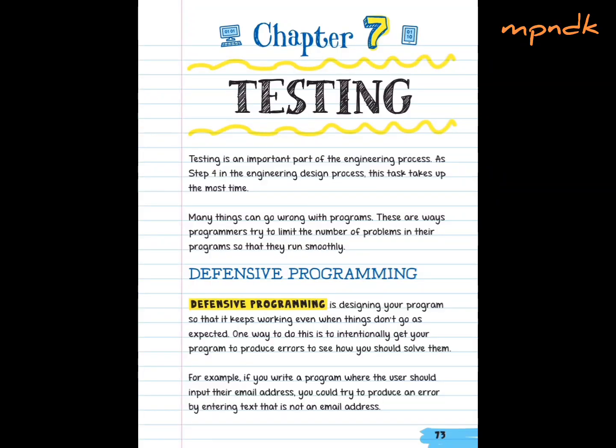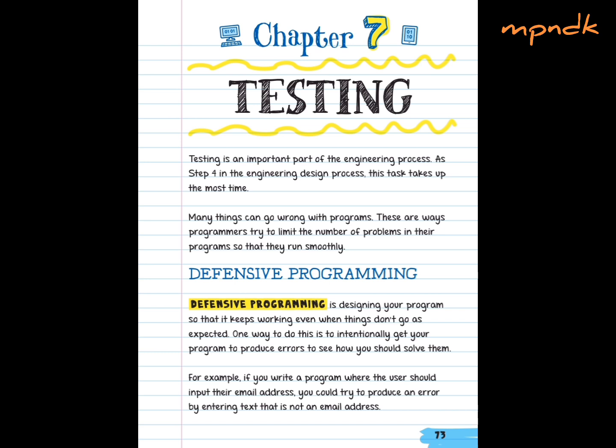Chapter 7. Testing. Testing is an important part of the engineering process. As step 4 in the engineering design process, this test takes up the most time. Many things can go wrong with programs. These are ways programmers try to limit the number of problems in their programs so that they run smoothly.